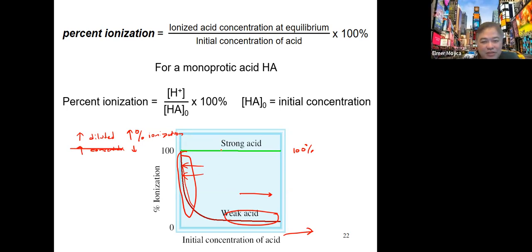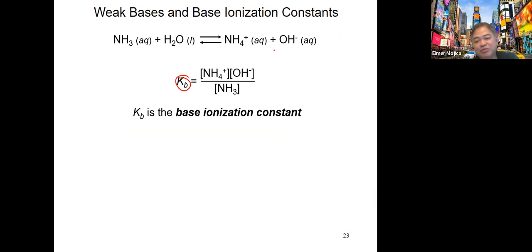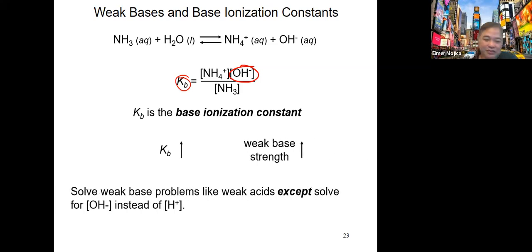Now, the last part that we have is base. How does the reaction go with a base? It's similar to the weak acid, but instead of Ka, you have Kb. So with Ka, it's H plus; with Kb, it's OH minus. And again, the higher the Kb, the stronger the weak base. So you solve a weak base problem like a weak acid, except you solve for OH instead of H plus.